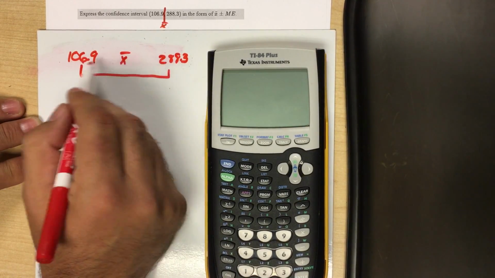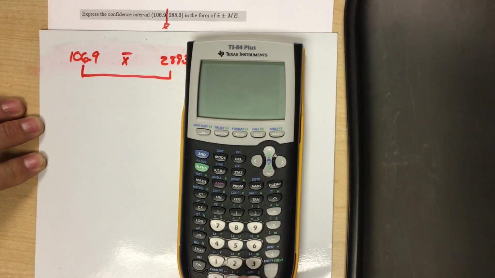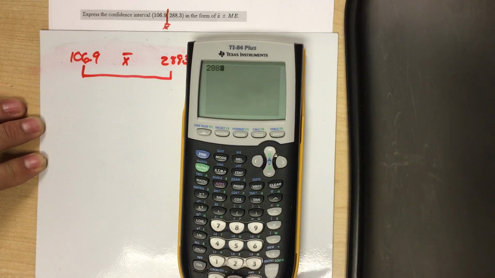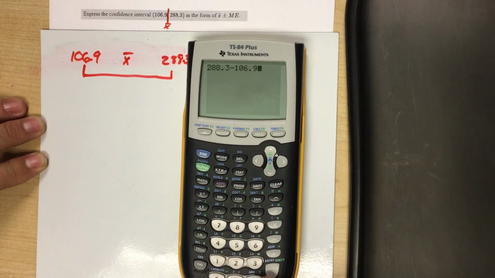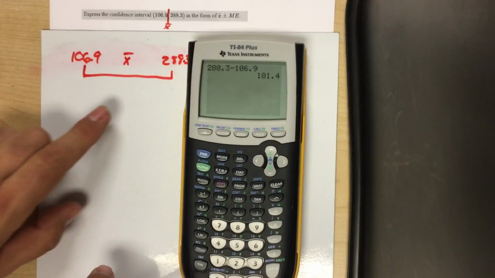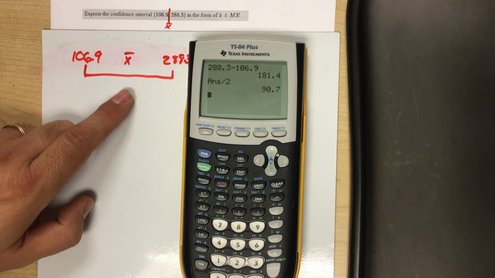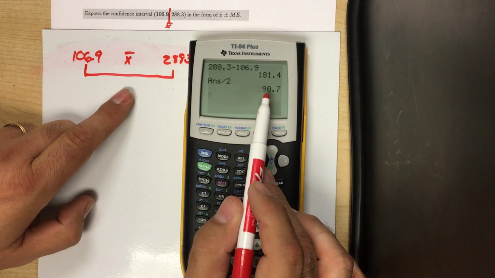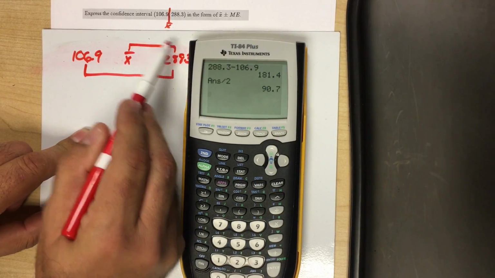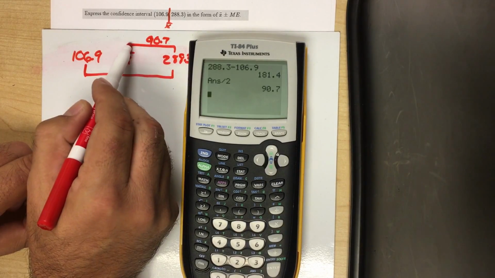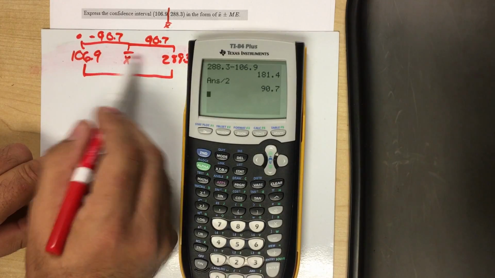So let's just find the difference between these two. So we're going to go 288.3 minus the 106.9, and that gives me a difference of 181.4, and we're going to cut that in half. So I get 90.7. So what is that 90.7? That's the margin of error, to go up 90.7 points and to go down 90.7 points to get to either end.